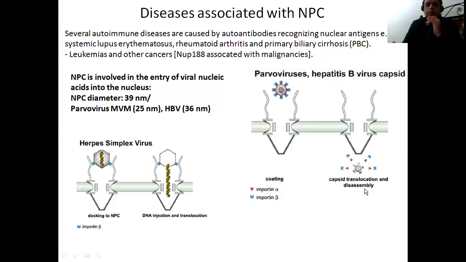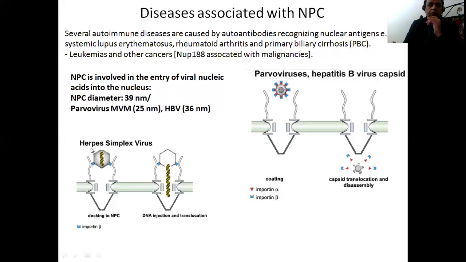The capsid translocation and disassembly would take place in the nucleus. So they don't have to encode here at the nuclear pore complex. They would just get through them. So the particles which are synthesized there in the cytoplasm can get into the nucleus, while some of the viruses have to encode on the outer side of the nuclear pore complex, just like the herpes simplex virus, which is comparatively larger in size, more than 39 nanometer in size. So these viruses, their capsid cannot get into the nucleus.